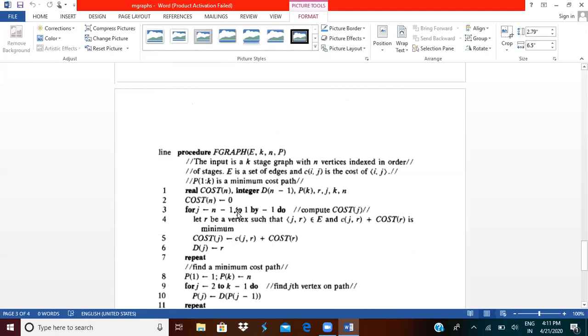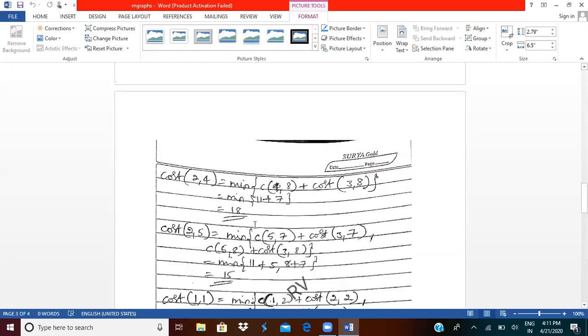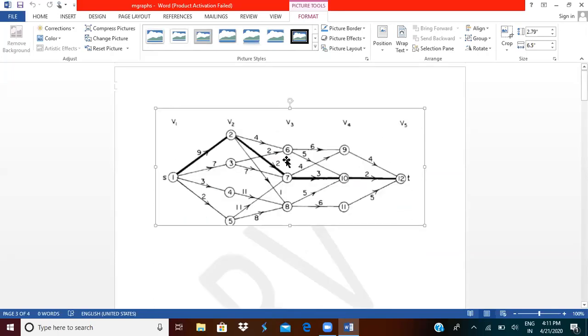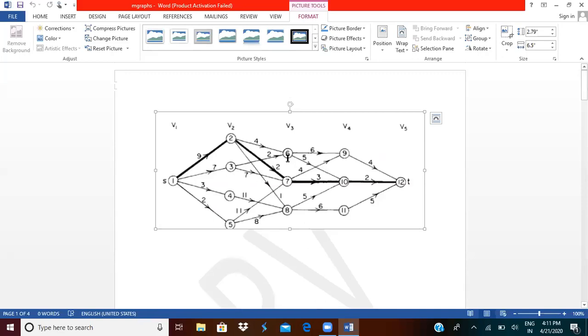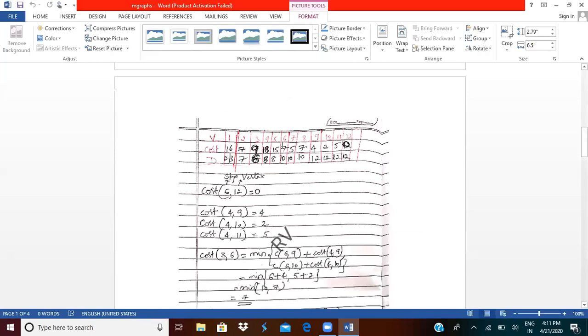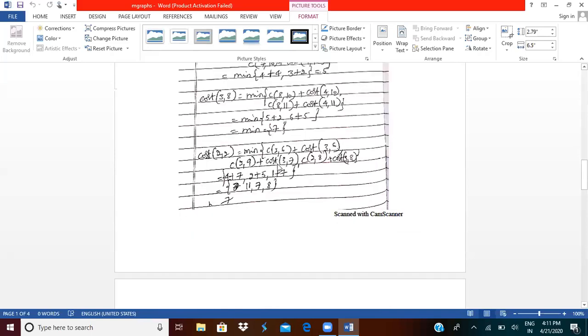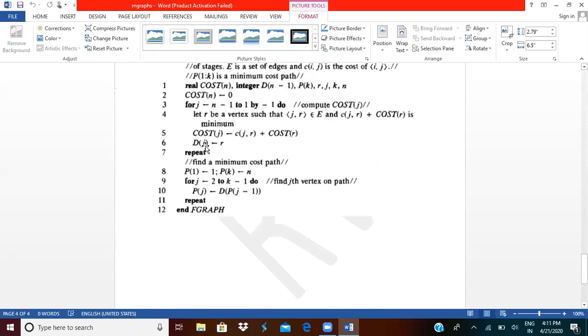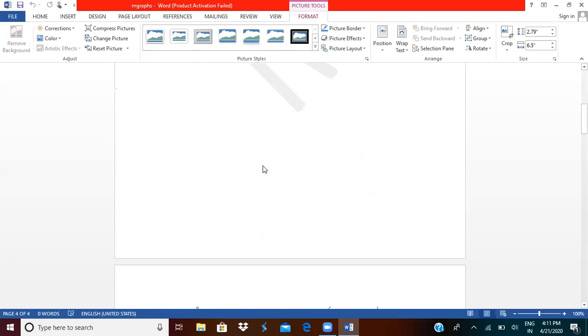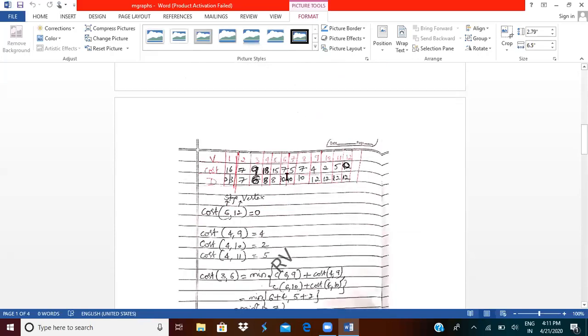Now d of j. Clear, sir. Now what is d of j? D of j means, now I told you that I have found cost of 6. So d of 6 I'm going to find out. Now if I take d of 6, it is 10. That is what they have shown in the algorithm. D of 6 is equal to 10. That is what I have done here. This value I have filled.